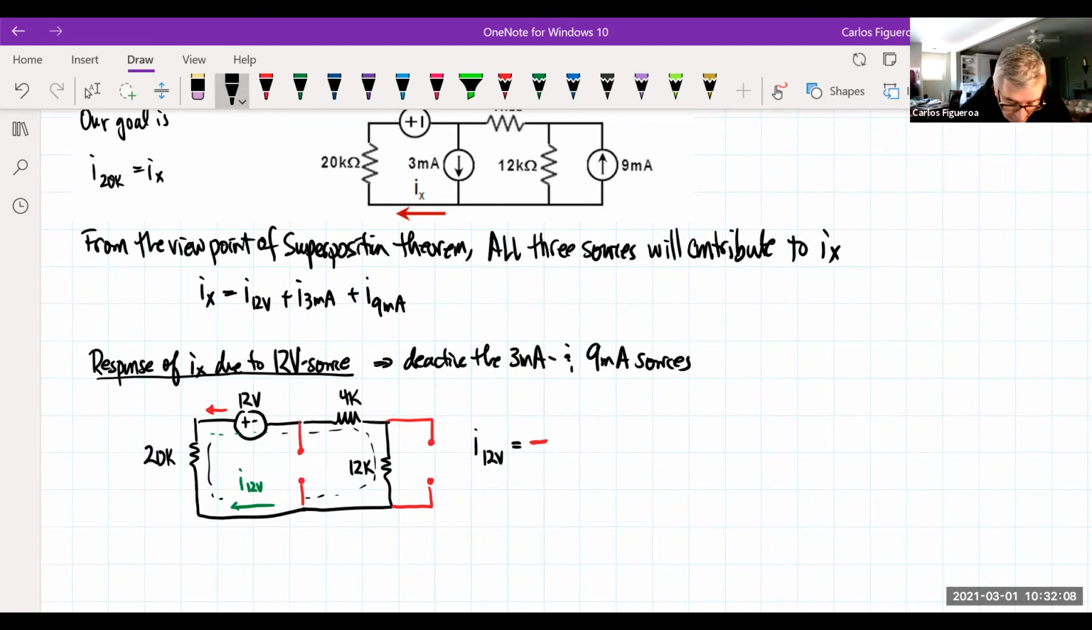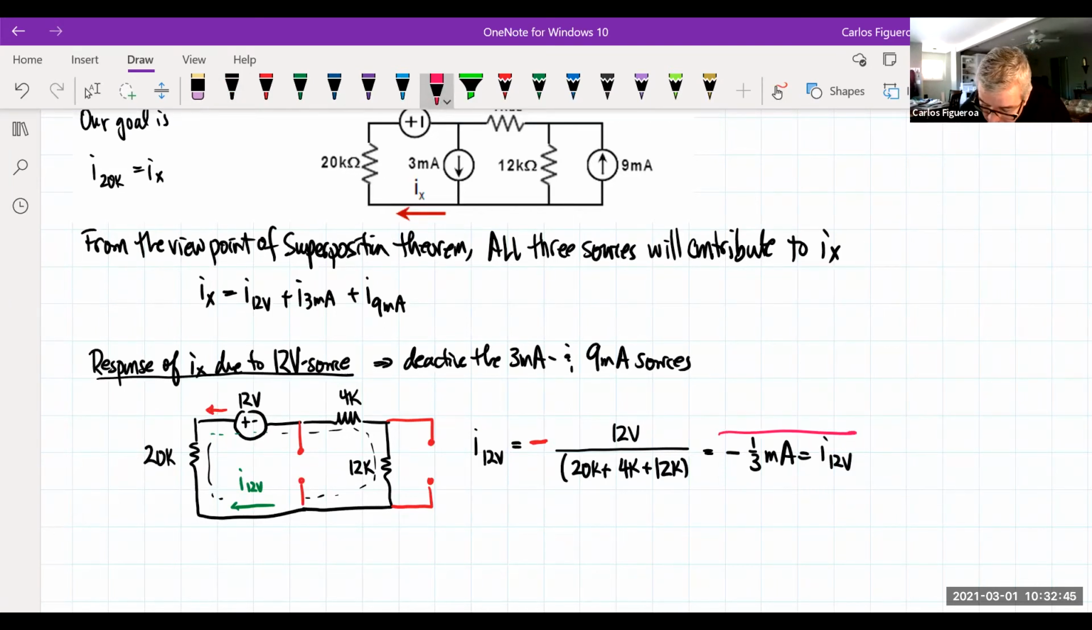So here I go. Using Ohm's law, it's got to be what? It's got to be the source divided by all the resistors in series. When you compute this thing here, you could see that that's 36. So I got 12 over 36. I'm going to get negative 1/3 milliamp. And that's the contribution of the 12-volt source to IX.